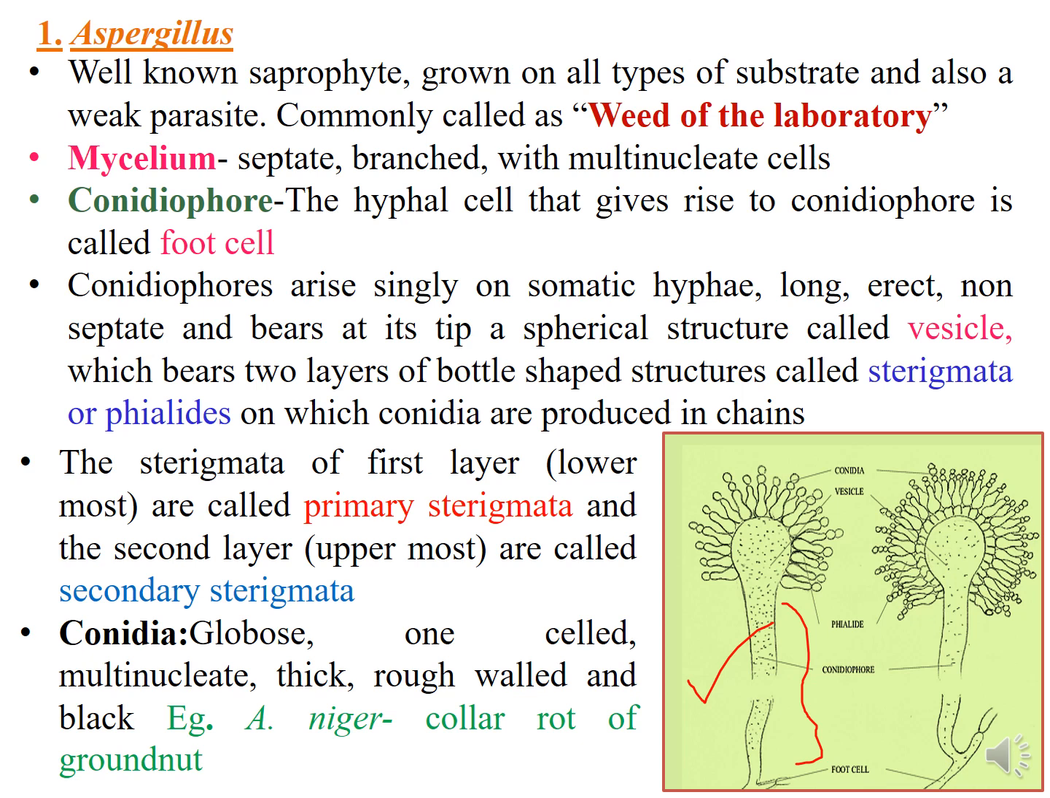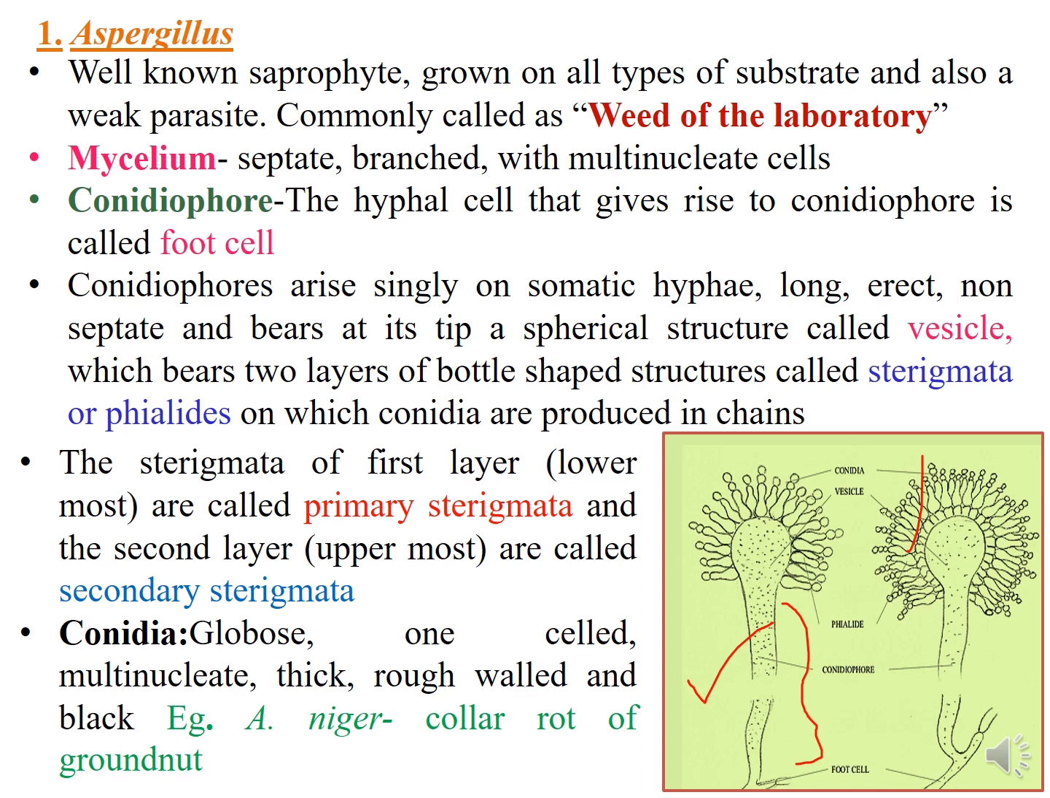That is, catenate means chains of conidia. And here two layers of sterigmata used to be there. So the first layer, that is the lowermost, is called the primary sterigmata, and the upper one is the secondary sterigmata.